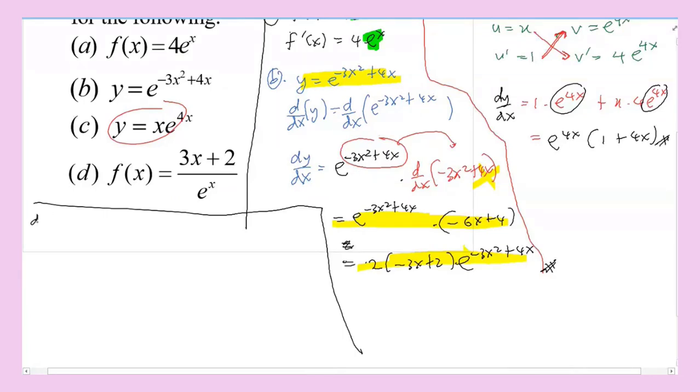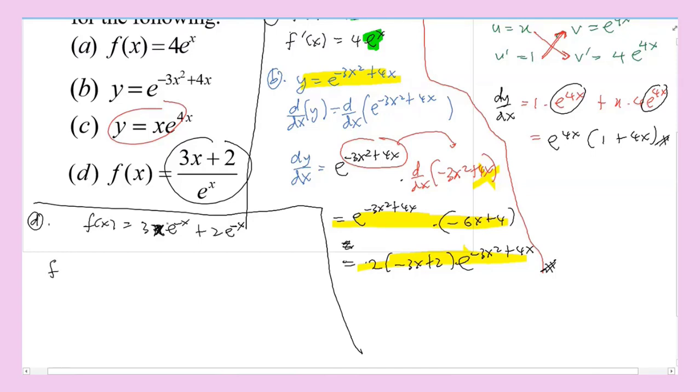Okay, for D, whether you use the product rule or the quotient rule. Now, do we use product rule or quotient rule? If you want to use the product rule, bring this one up here. You can do it like this: f(x) is equal to 3x squared plus 2, times e negative x. You can use the product rule directly. But here I'm going to use the quotient rule because we skipped a few lectures, right? Okay, we use the quotient rule.